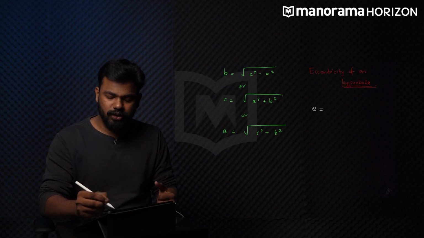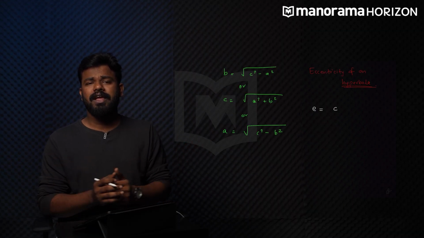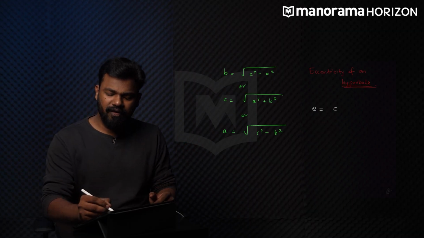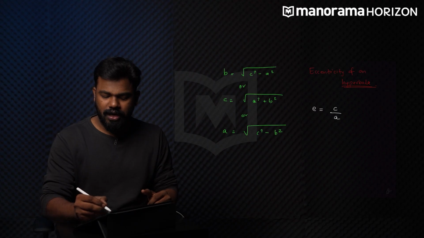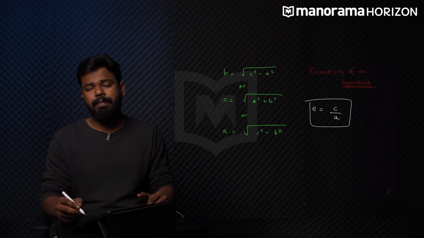So what is the focal distance? You know that it is c. And what is the distance from one of the vertices? It is half of 2a, that is a itself. So eccentricity is equal to c by a.